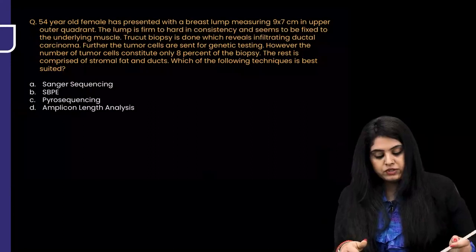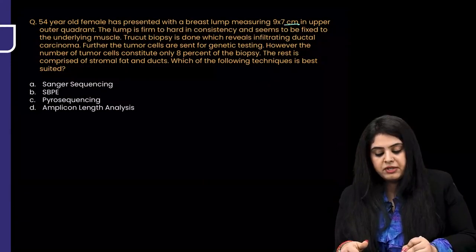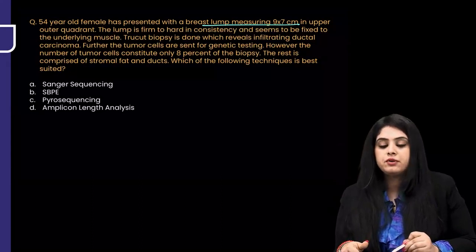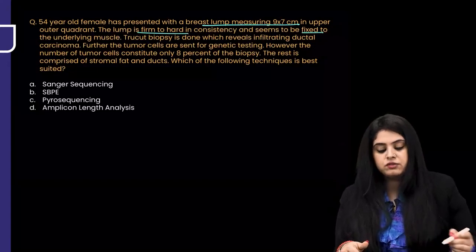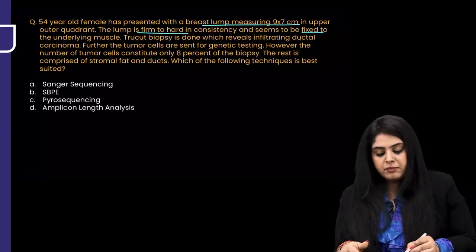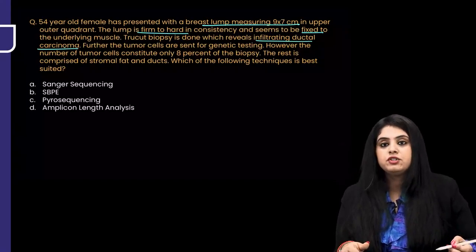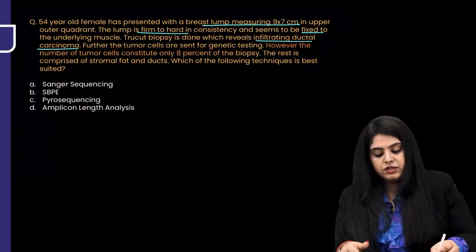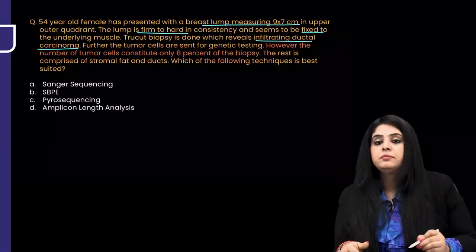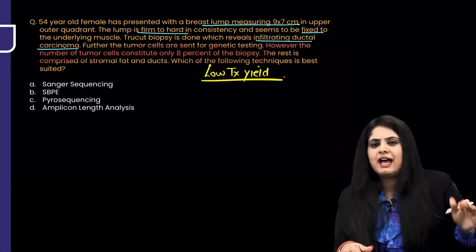Let's pick up one more question. There's a 54-year-old female who's presented with a breast lump measuring 9 by 7 centimeters in the upper outer quadrant. The lump is firm to hard in consistency and seems to be fixed to the underlying muscle. The TrueCut biopsy reveals, oh, cancer is there, infiltrating ductal cancer, and you are taking it up for genetic studies. However, the number of the tumor cells are only 8% of the biopsy. I am dealing with a low tumor yield. The rest of it is some fat and ducts.